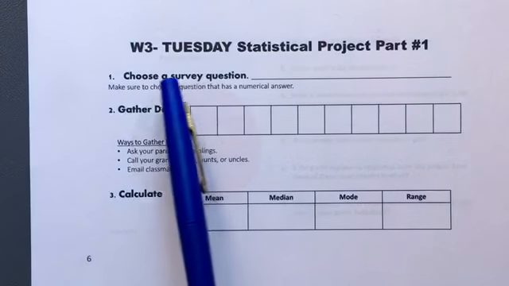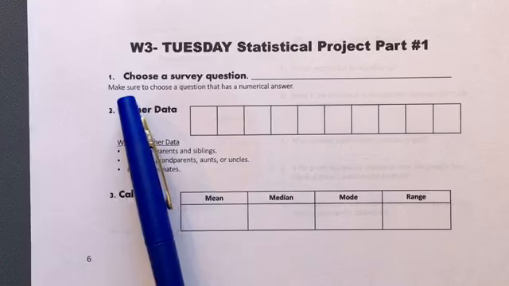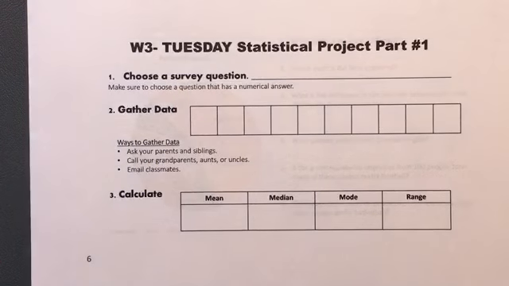First thing you're going to do is choose a survey question, and you need to make sure to choose a question that has a numerical answer. For example, how many pets do you own? Right, they can actually answer that with a number. How many times a day do you put your shoes on? I don't know. You can use any type of question that's interesting to you. How many movies do you watch in a week? Things like that. Any question you'd like to choose, but you have to make sure it's a numerical answer.